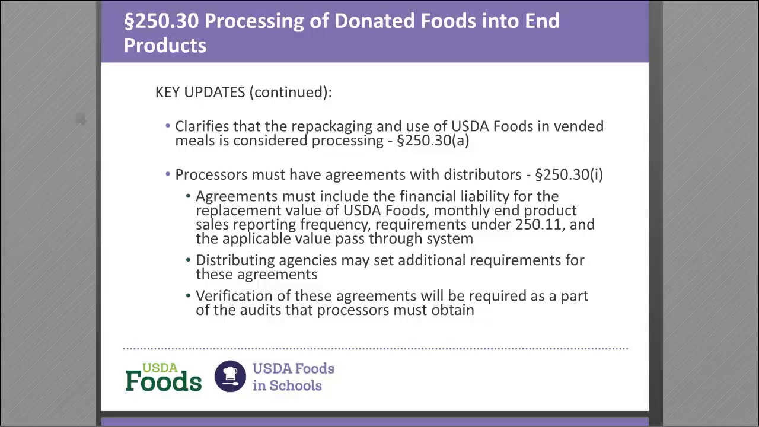Second, the new rule also added a requirement for agreements between processors and distributors. The agreement must contain the financial liability for the replacement value of USDA foods, not less than monthly end product sales reporting frequency, requirements under 250.11E, and the applicable value pass-through system to ensure that the value of USDA foods and finished end products are properly credited to recipient agencies. Distributing agencies can also set additional requirements for these agreements.